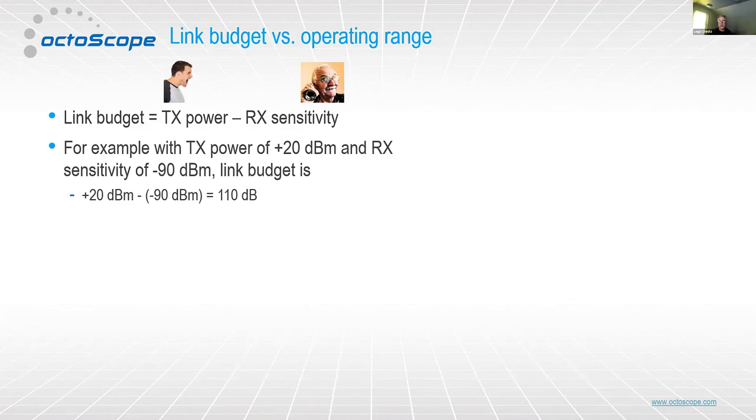So again, I just mentioned these numbers on the previous slide. If you have a transmitter at 20 dBm and a receiver at negative 90 dBm, that's, again, 11 orders of magnitude. And when people talk about that link budget, they'll talk about that as 110 dB. So the full link budget is 110 dB in that case.